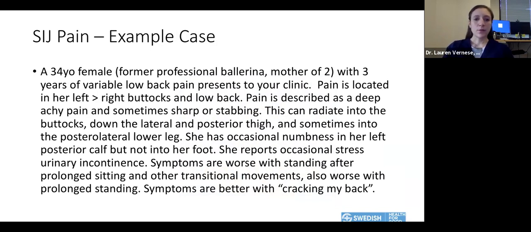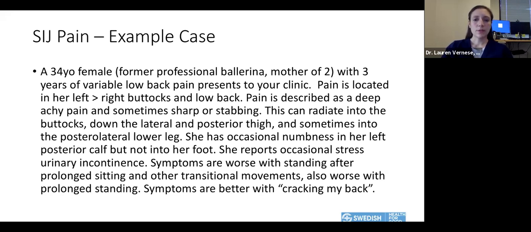So here I have a 34-year-old female, former professional ballerina and mother of 2, with 3 years of variable low back pain. She's presenting to your clinic. Pain is located in her left greater than her right buttocks and low back. Pain is described as deep achy pain and sometimes sharp stabbing. This can radiate into the buttocks, down the lateral and posterior thigh, and sometimes into the posterior lateral lower leg. She has occasional numbness in her left posterior calf, but not into her foot. She also reports occasional stress urinary incontinence.